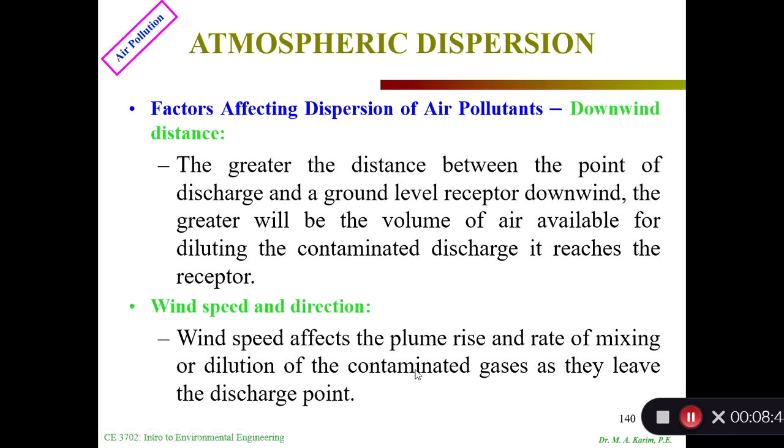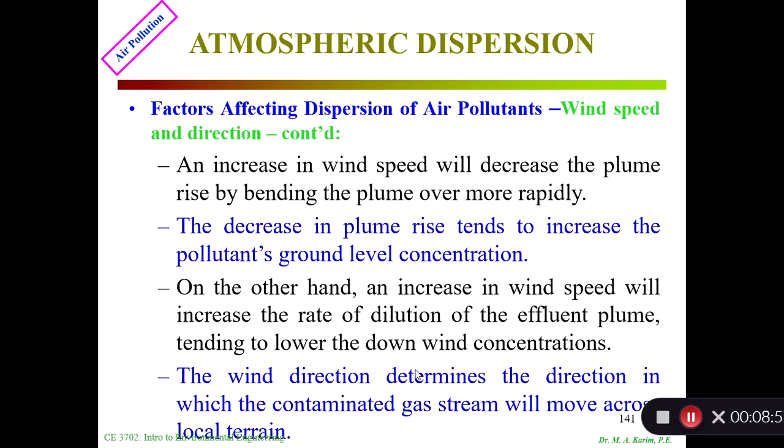So I'll show you what this means. The downwind distance, the wind speed, and the direction also have some effect on atmospheric dispersion. An increase in wind speed will decrease the plume rise. That means the stack height, or effective stack height, will be less. A decrease in the plume rise tends to increase the pollutant's ground level concentration.